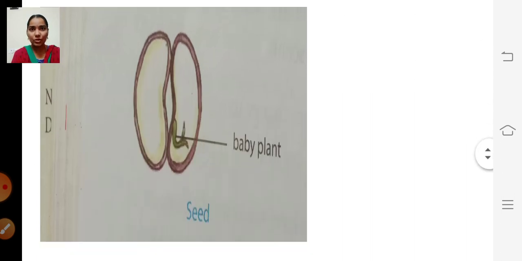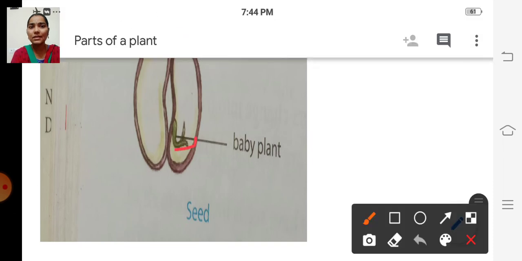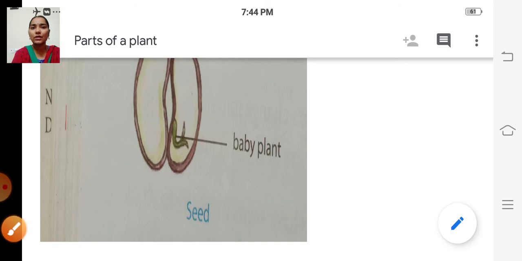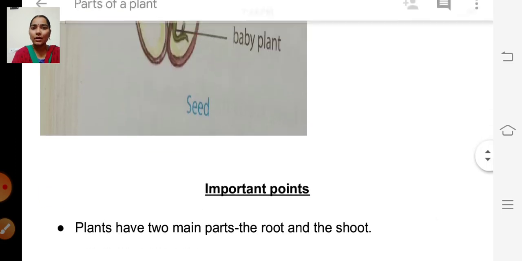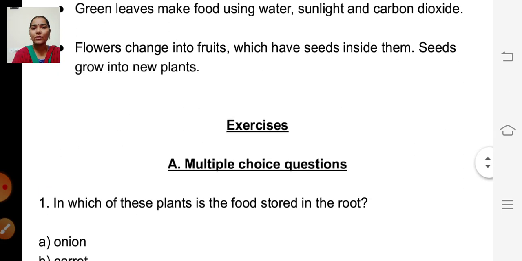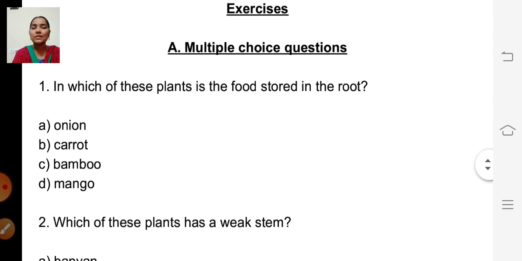Okay, so this is the picture of a seed and this is the baby plant. When the seed falls onto the ground and it gets water, air and warmth, it will grow into a new plant. Okay, so let's see some questions.